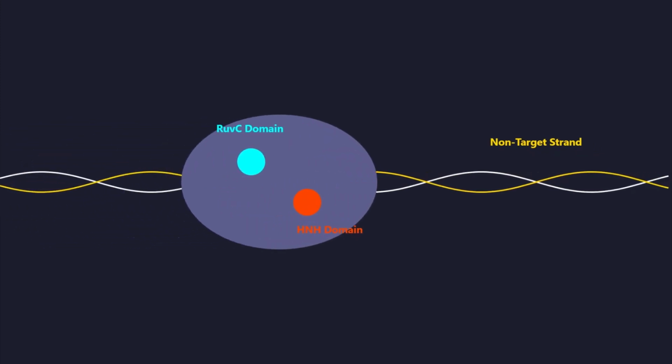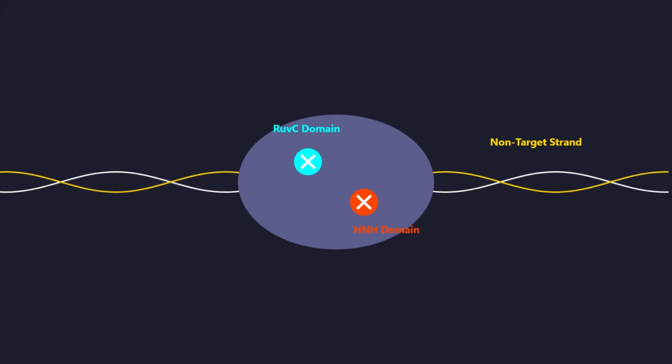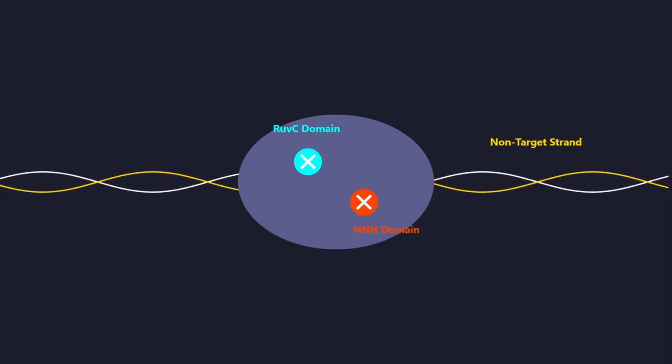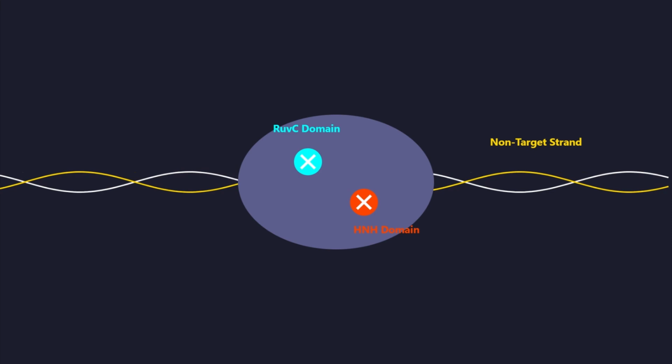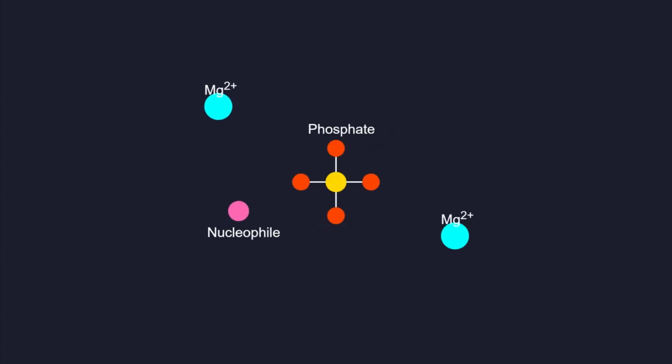Simultaneously, the RuvC domain aligns with the displaced non-target strand. Cas9 uses these two distinct nuclease sites to ensure both strands of the DNA helix are severed. The HNH domain utilizes histidine and asparagine residues to coordinate magnesium ions. These ions polarize water molecules to initiate a nucleophilic attack on the phosphorus atom.